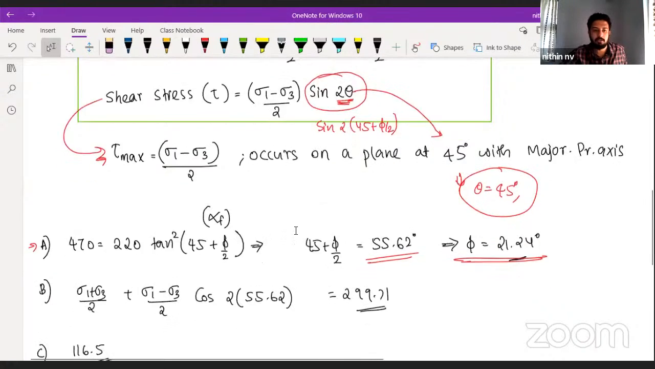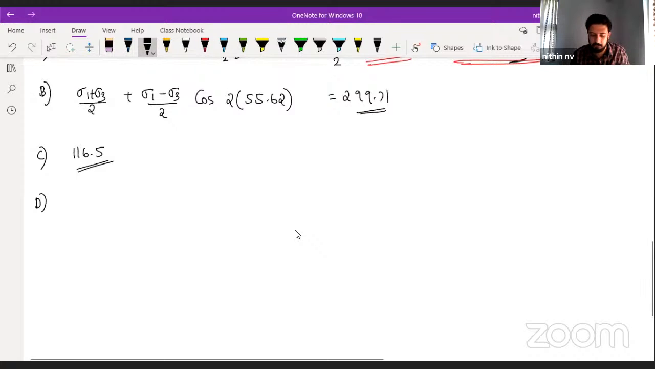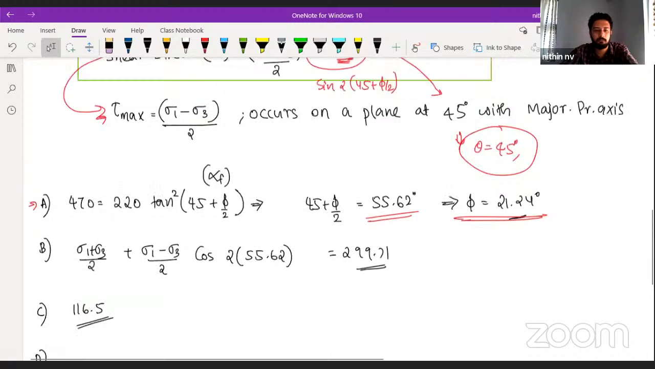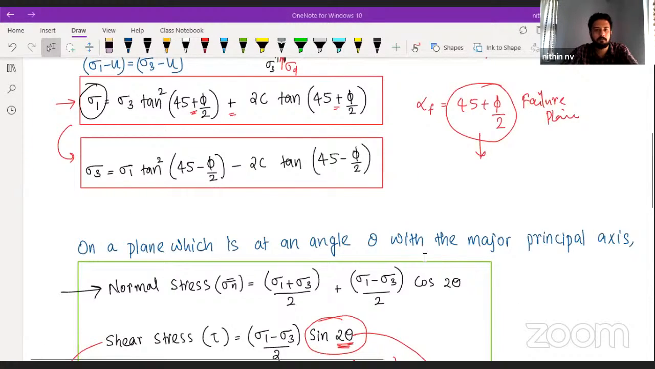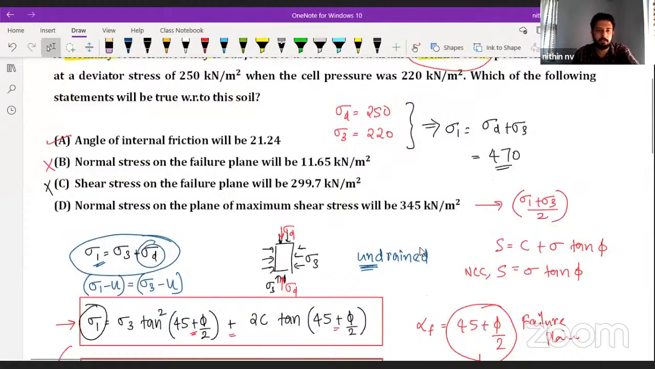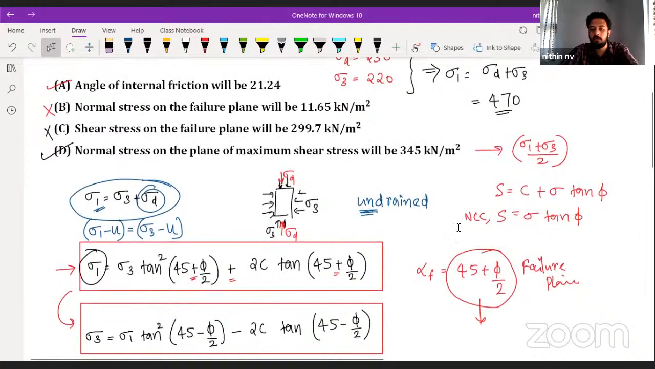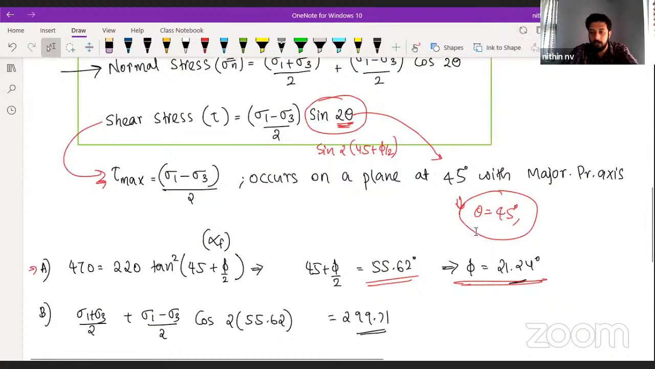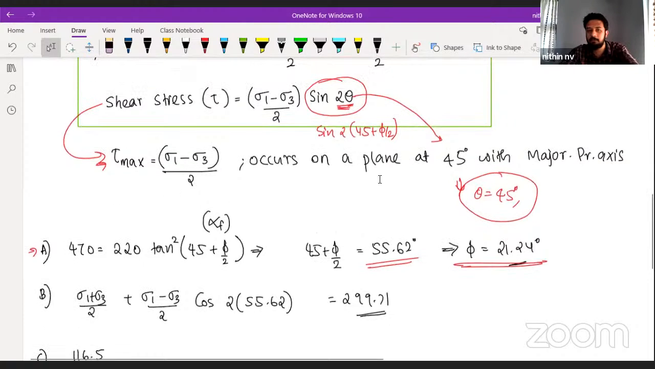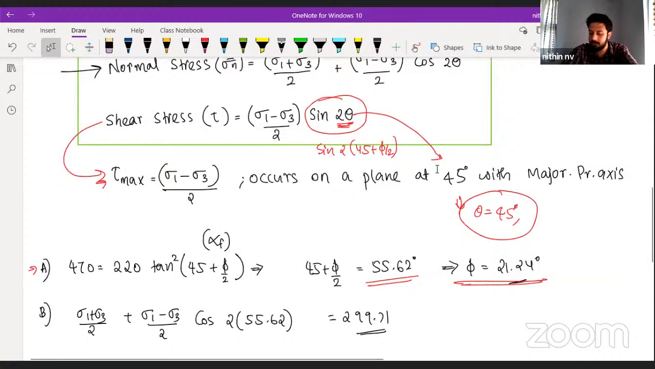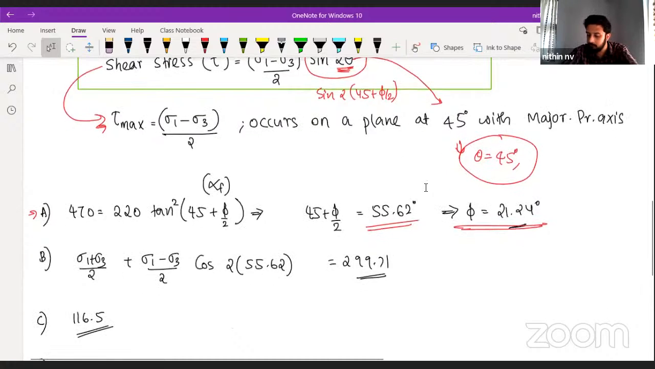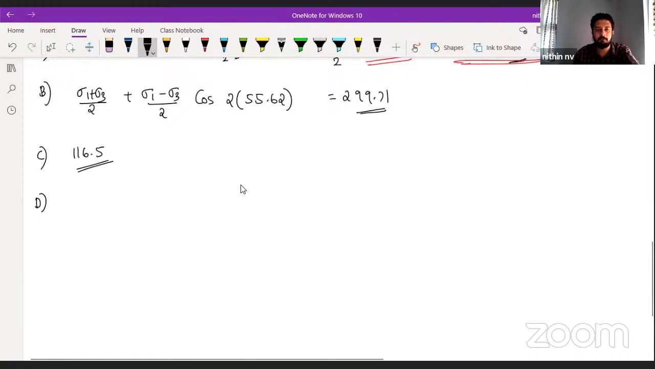So D will be sigma 1 plus sigma 3 by 2. How much are you getting for sigma 1 plus sigma 3 by 2? 345, no? Yes, 345 is given in the option. So you are getting A and D as the right answers. Is it clear how to get the angle and all? Angle of internal friction we calculated, but for the fourth option, we know from the shear stress equation that it is going to be 45 degrees. Clear? 345, so that will be correct.